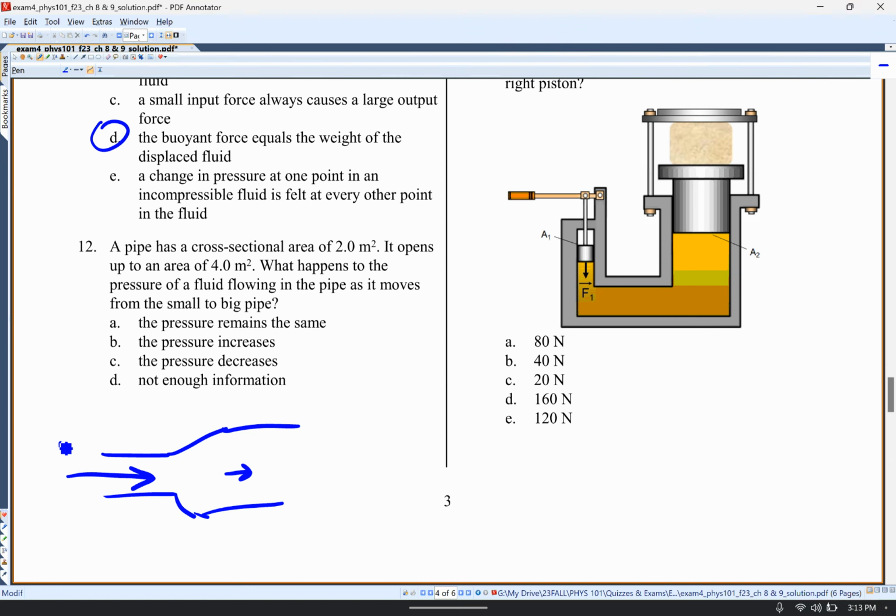And remember Bernoulli's principle, I want to know about the pressure of the fluid as it goes from the small to the big pipe. As the velocity goes up, the pressure goes down. So I have a small pressure here and a big pressure here. That's not intuitive. If you're just looking at it, you would probably think that this would be the small pressure, but it's not. The pressure is going to increase. So B is 12.